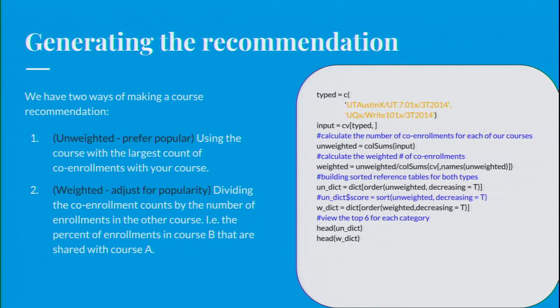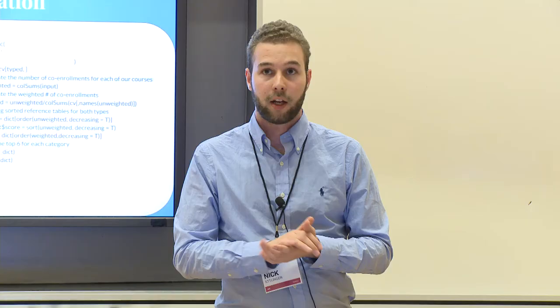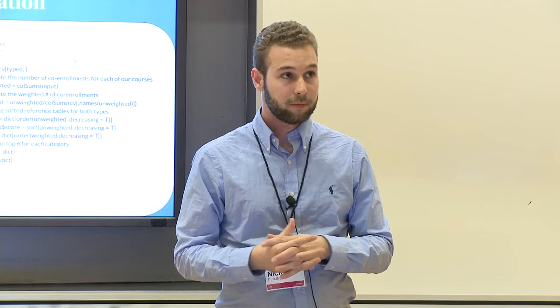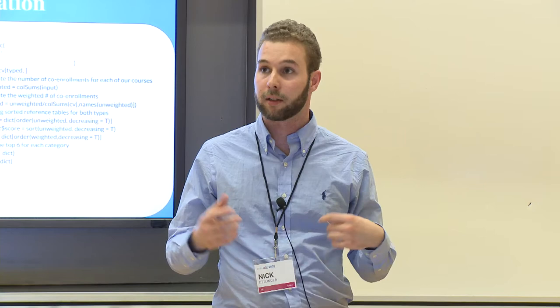The second way is to account for popularity and adjust for courses that are super popular, which I call the weighted recommendation. This takes those suggestions we were going to make and adjusts them by how popular each course was, meaning how many enrollments it had total. This will give you more interesting and more niche recommendations that aren't just the most popular course you see out there. I found in our data that this still gives you relevant recommendations but can be a little more interesting. So that's how we get what we need out of the data.